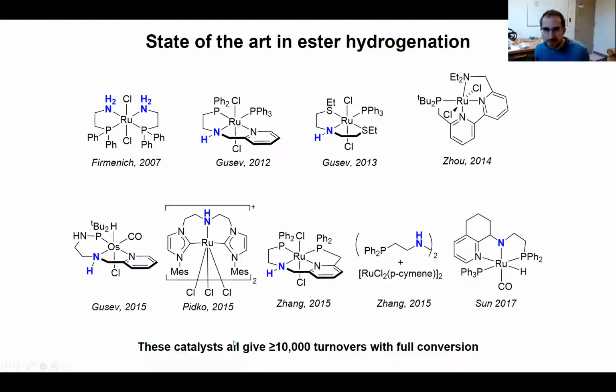But only one of these really elite catalysts for ester hydrogenation doesn't feature an NH functional group on it. And it's this one from Joe, 2014, that has a PNNP type pincer on it. This one gave 10,000 turnovers and was active at room temperature in the presence of a strong base. So again, the NH functional group is seemingly important for high catalytic activity in this reaction.